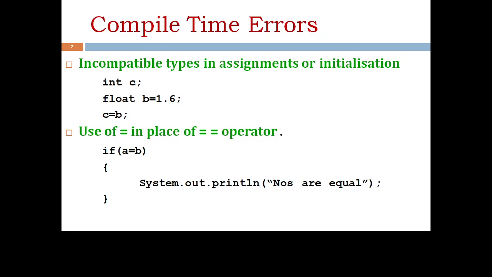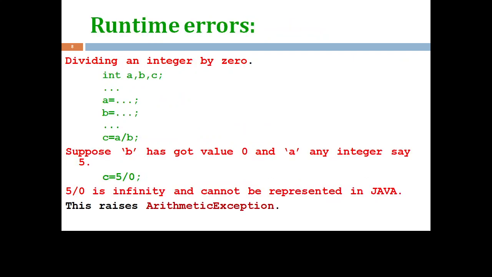Next is using a single equals in place of double equals. Single equals is for assignment, double equals is for relational comparison, comparing two variables. In an if condition, if A == B should be there, because we are checking a condition inside the if statement, but single equals is there. So if A = B is wrong, and the compiler will report an incompatible assignment error.